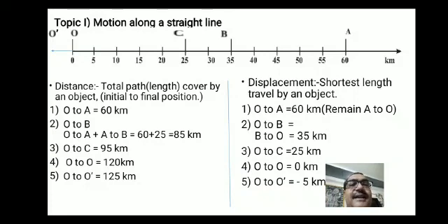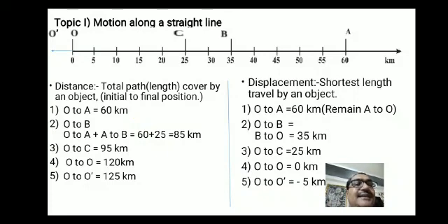Now take the second example in distance. A car travels O to B. How does it travel O to B? First it goes O to A and then A to B. You see on the left side, second point, O to A plus A to B. What is the distance of O to A? It is 60 kilometer, and the distance A to B is 25 kilometers. You can see it here. So its total distance is 85 kilometer.